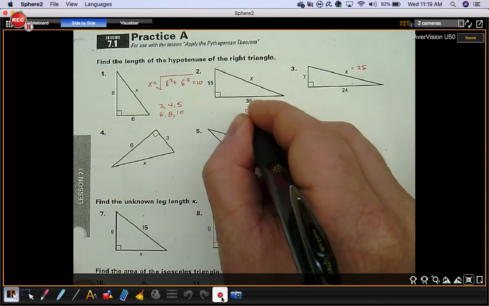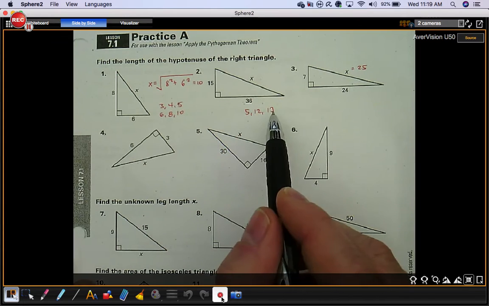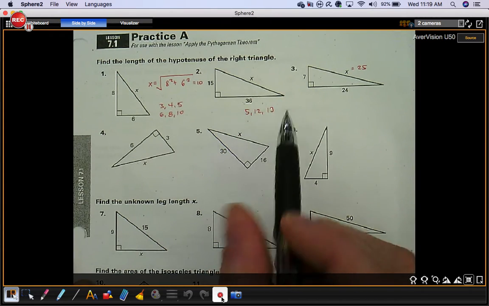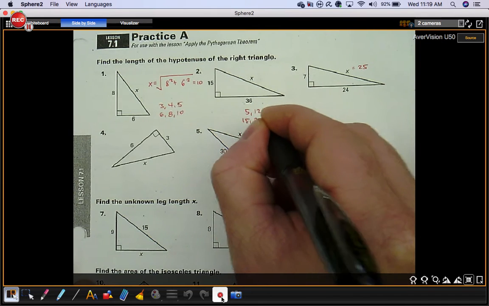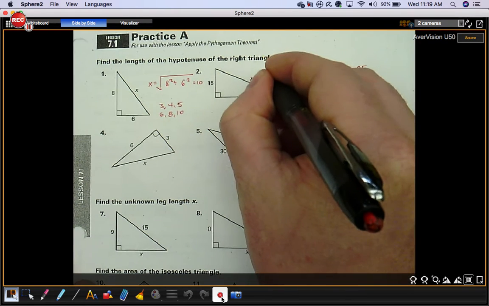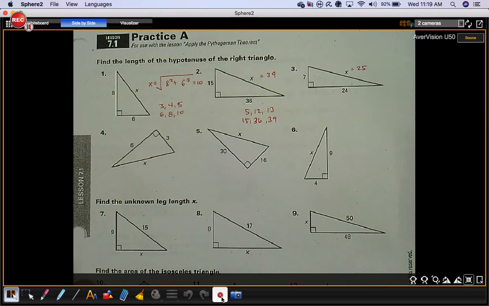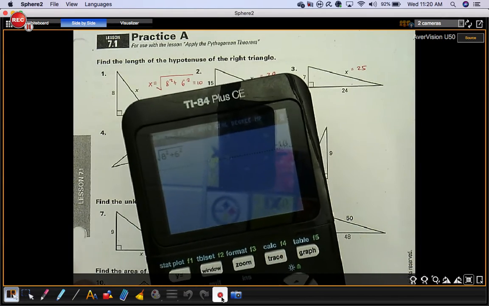15, 36. I know that's 5, 12, 13 disguised. This is a triple. If I multiply them all by 3, I'm going to get 15, 36, 39. If you recognize that, great. If you can't, type it in because it doesn't take long.